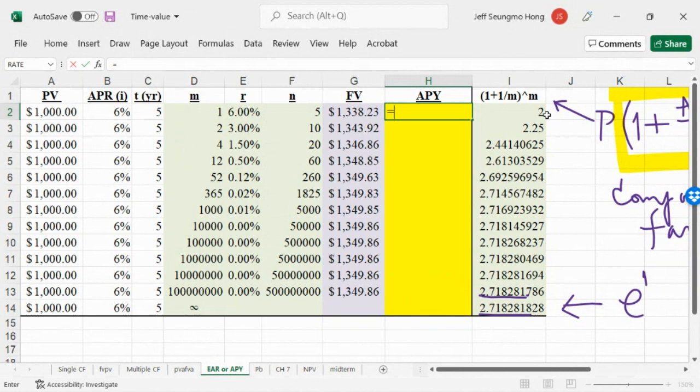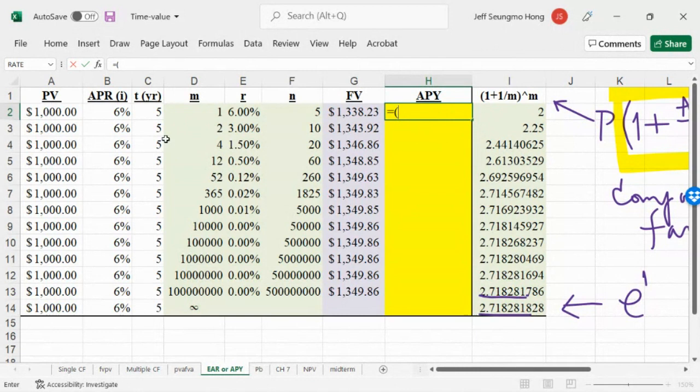APY, annual percentage yield. The difference between interest rate and yield is, as I've been telling you over and over, we go back to the house value example, and remember, there is scenario one and scenario two. In scenario two, the return is different from the growth rate because return also includes the additional cash flow, like rental income. So there will be a difference between just the interest rate and the yield.